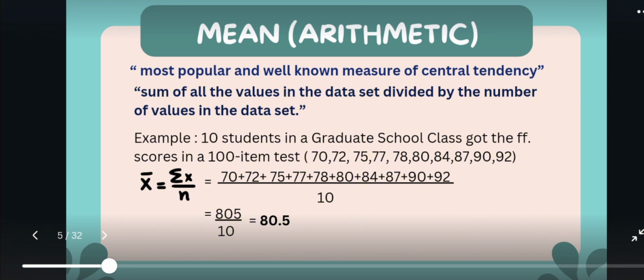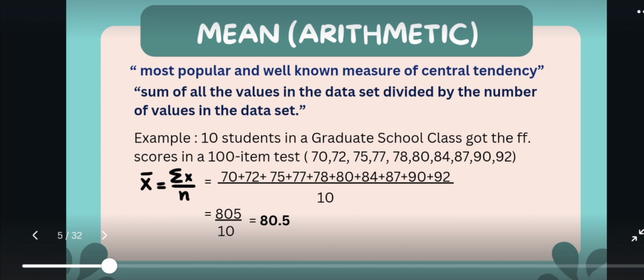And first is the mean, or what we can call the arithmetic mean. This is the most popular and well-known measure of central tendency. Madali lang to, class. So, for example, we have the following data. What we're going to do is add it all or sum it up, and divide that by the number of values in the data set.